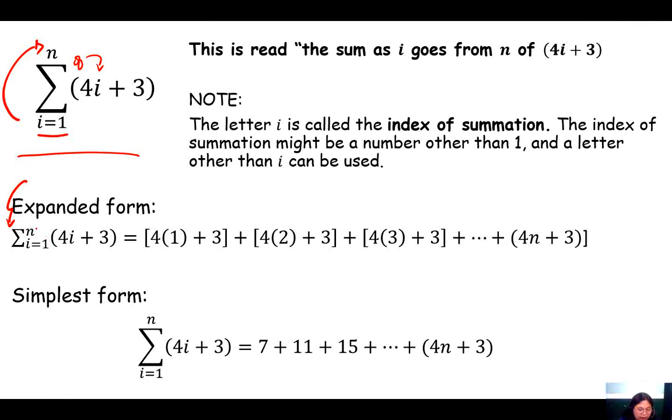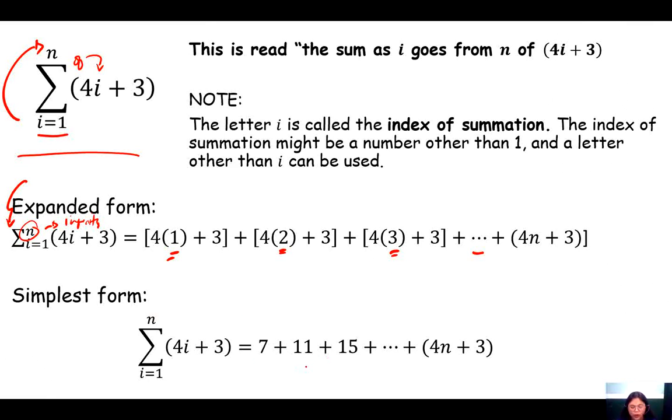n signifies infinity, so we don't know what the ending is. For us to be uniform, we can substitute i until 3, and then ellipsis plus 4n plus 3. So to be uniform, we only go until 3 when we expand a specific summation if it is infinity. Now this is the simplest form.